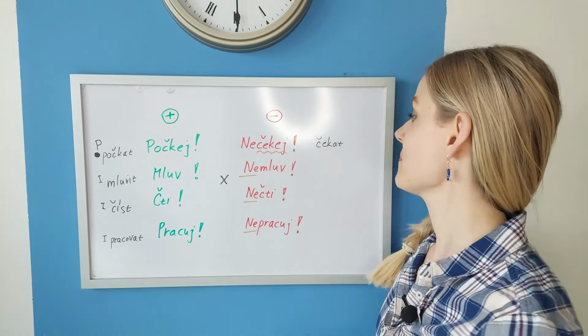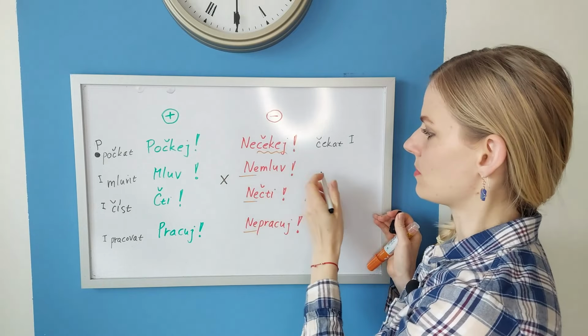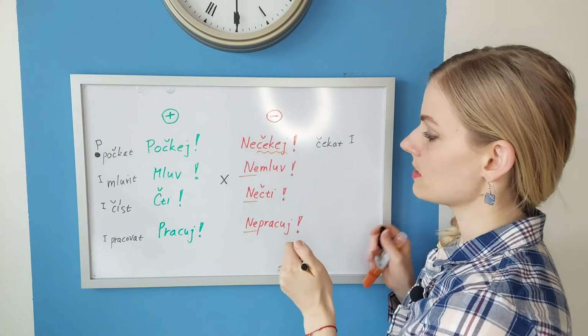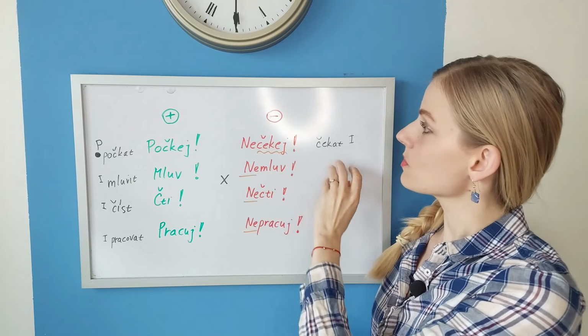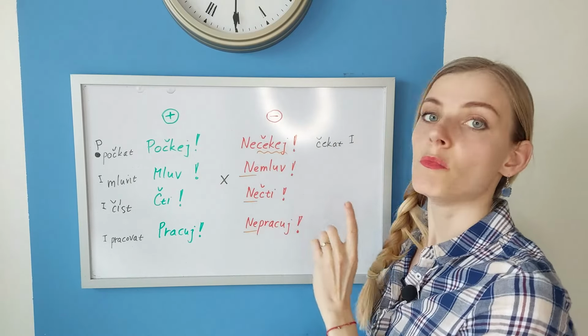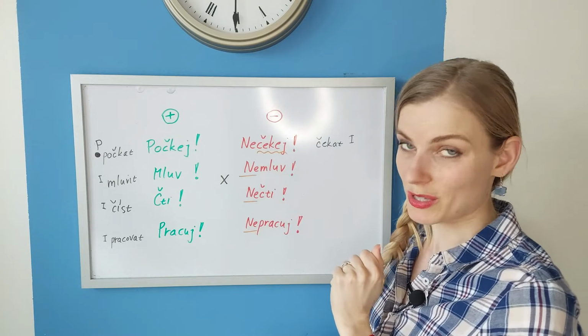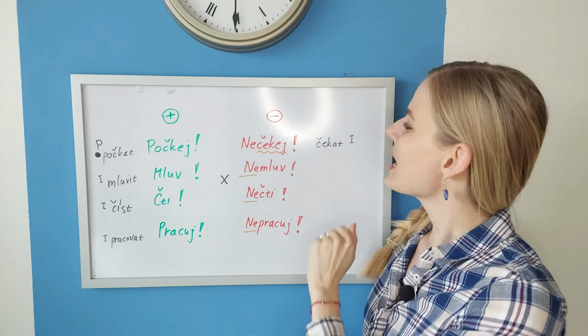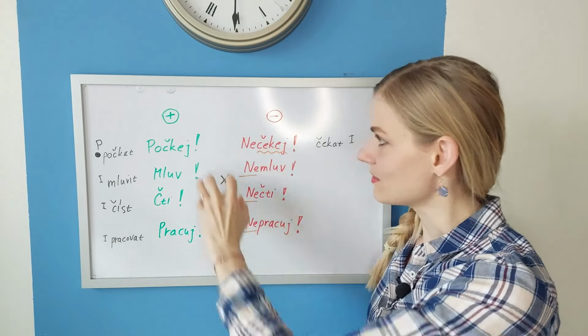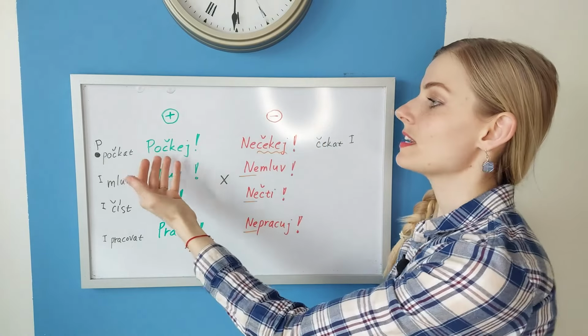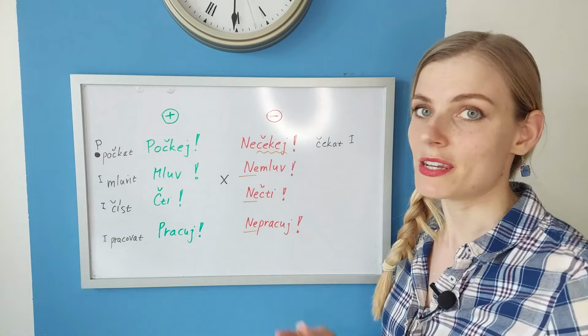It's imperfective. Mluv, it's the same one. It's imperfective, imperfective and imperfective. So you can see a pattern here. We work with imperfective verbs mostly. I will get to that part too in this video. We mostly work with imperfective verbs for the negative imperative. Like I said, it's not correct to say nepočkej.